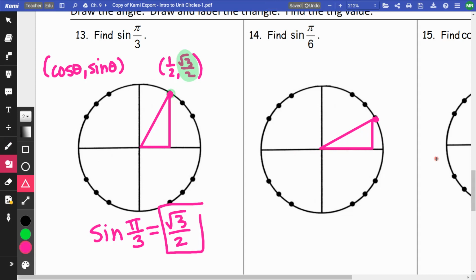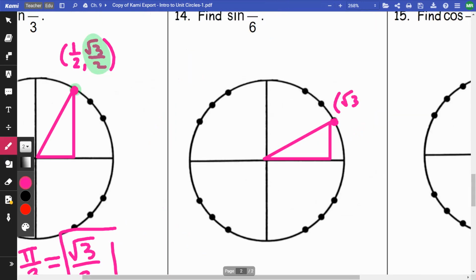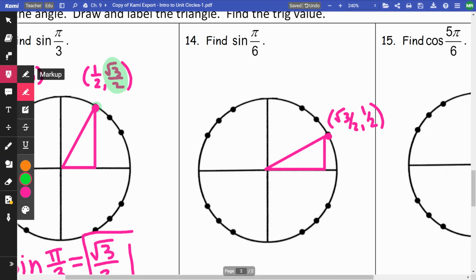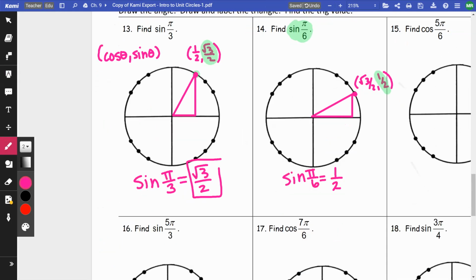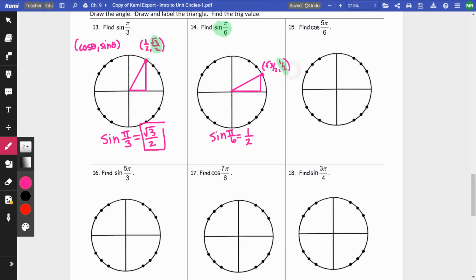And for this one, let me just get this one out to you guys. This one is going to be my long, comma, short. So this one's going to be my root 3/2, comma, 1/2. And again, these are all on that unit circle we did the other day. Now, again, they wanted our sine. Your sine is always your y coordinate. So when they're asking us for this, sine of pi 6 is equal to 1/2.